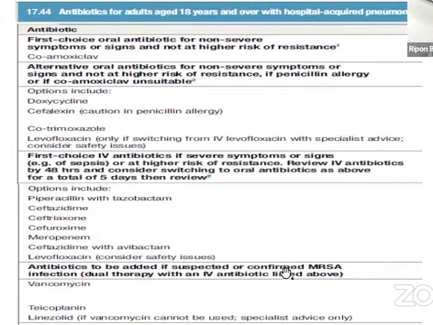Antibiotic to be added if suspected or confirmed MRSA infection: the options are vancomycin, teicoplanin, or linezolid.